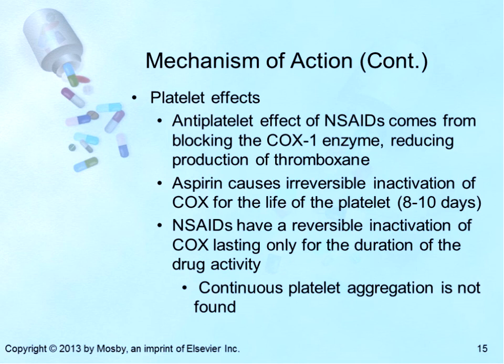For platelet effects, platelet activation is stimulated by thromboxane. This results in aggregation, and the clotting cascade ensues. The antiplatelet effect of nonsteroidals is caused by blocking of the COX-1 enzyme and production of thromboxane. Any drug that inhibits the COX-1 enzyme reduces the production of this. This effect is applied in the treatment of patients with cardiovascular disease. Aspirin causes irreversible inactivation of the COX, allowing decreased production of thromboxane for the life of the platelet, usually 8 to 10 days. Nonsteroidals, however, exhibit reversible inactivation of COX, which lasts only for the duration of the drug's activity, so continuous platelet aggregation is not found. This is why aspirin is used for patients with cardiovascular disease, whereas nonsteroidals are not effective.